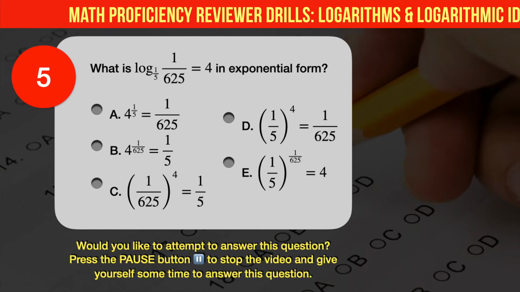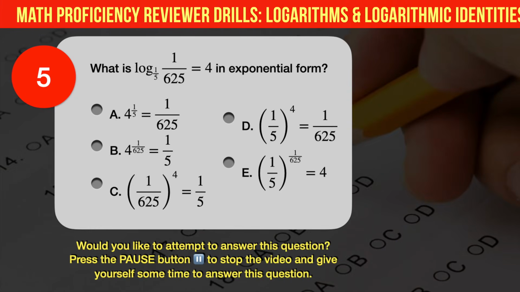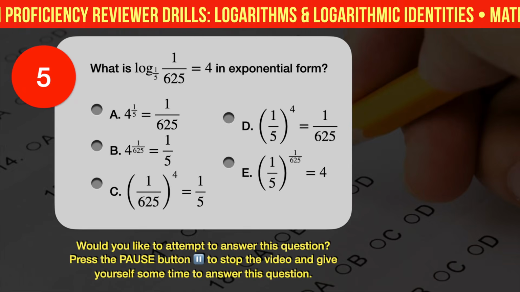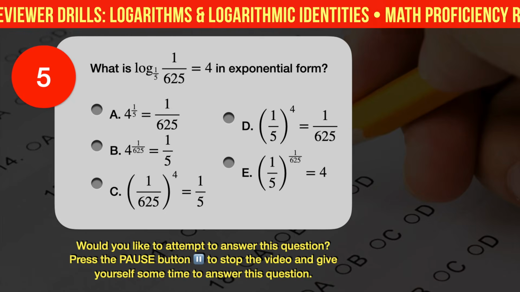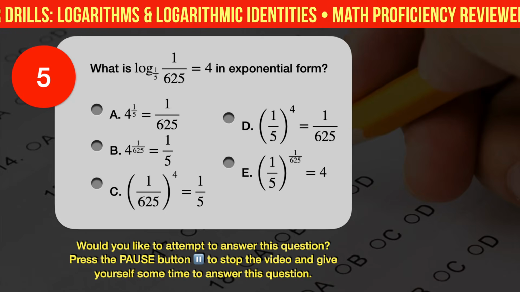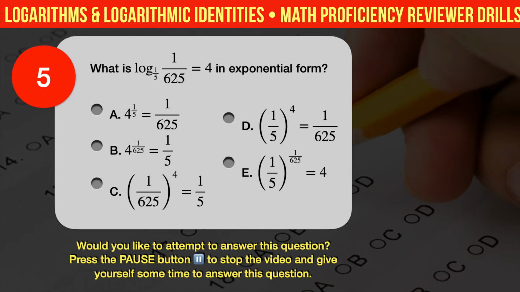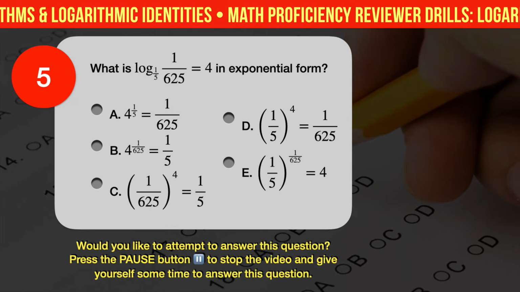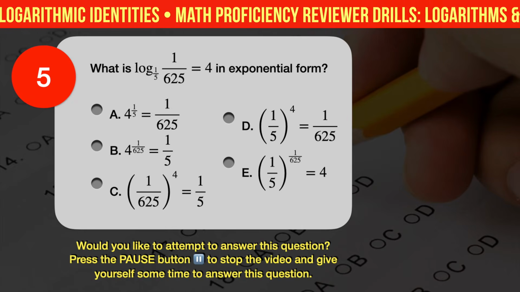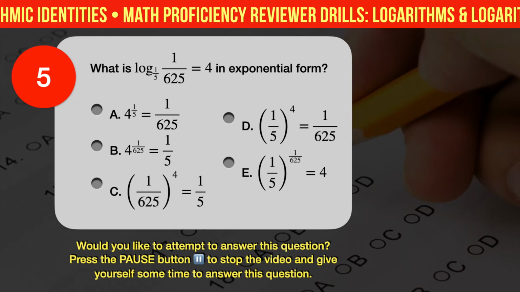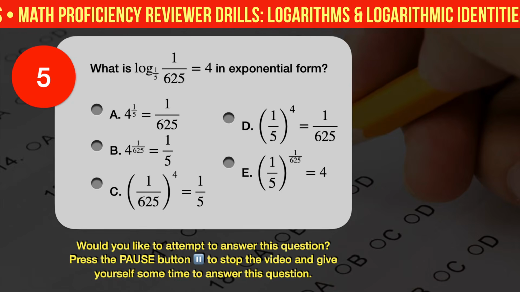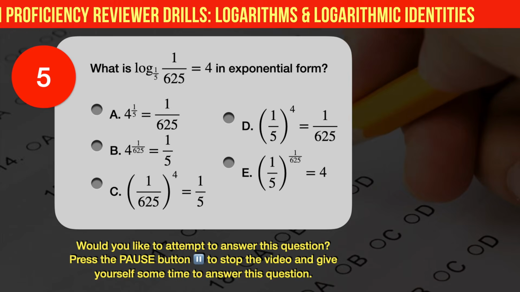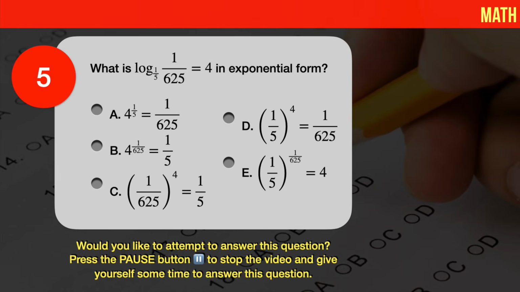Drill question number 5. What is logarithm base 1/5 of 1 over 625 equals 4 in exponential form? A. 4 raised to 1/5 equals 1 over 625. B. 4 raised to 1 over 625 equals 1/5. C. 1 over 625 raised to 4 equals 1/5. D. 1/5 raised to 4 equals 1 over 625. E. 1/5 raised to 1 over 625 equals 4.